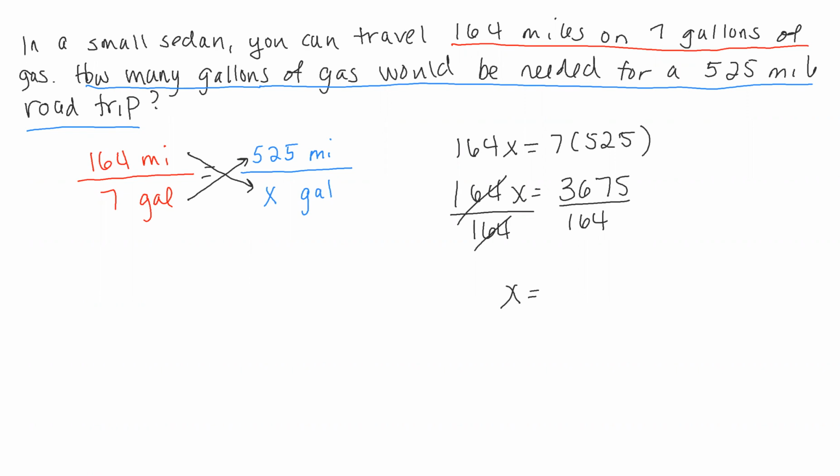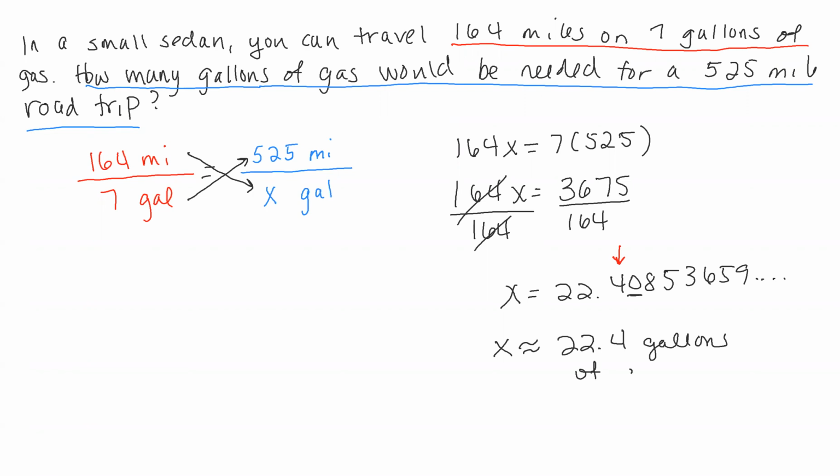I get kind of a nasty answer, so we're going to round. Let's say we round here to the nearest tenth of a gallon. So what I get on my calculator is 22.40853659, and then my calculator kind of stops there. So let's say we round to the nearest tenth. All right. If I round to the nearest tenth, I'm going to look one digit to the right of that. Well, that digit to the right is a 0, which tells me to round down. So we're going to need approximately 22.4 gallons of gas.